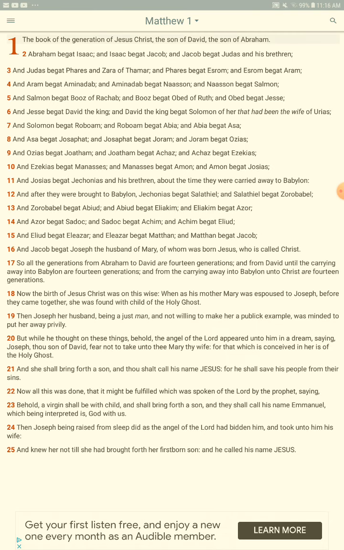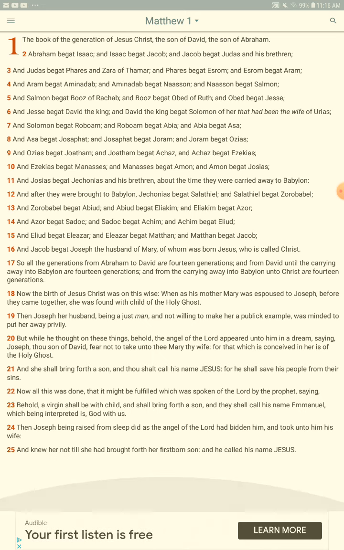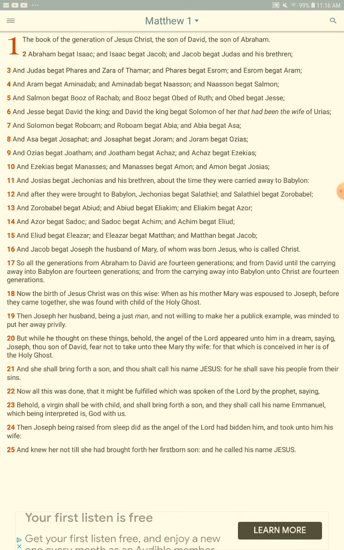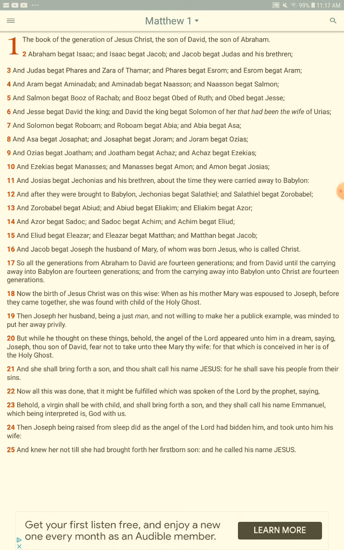Like I started with Matthew first because when you read Matthew the 1st chapter through the Spirit, you don't even see a virgin birth once you start reading through the Spirit. So this is the easiest one to understand.